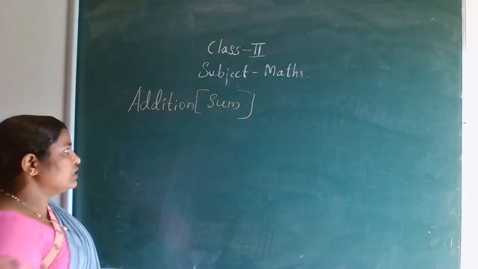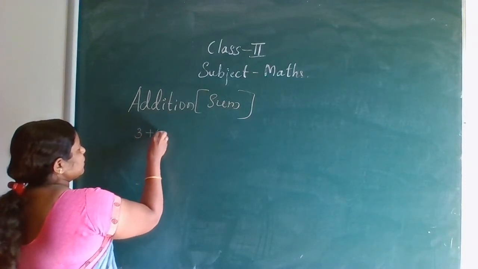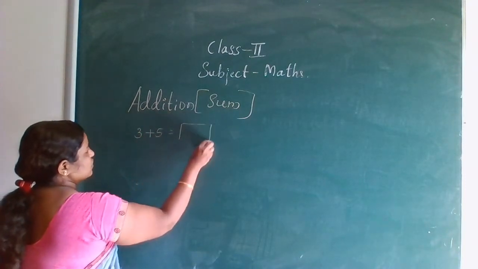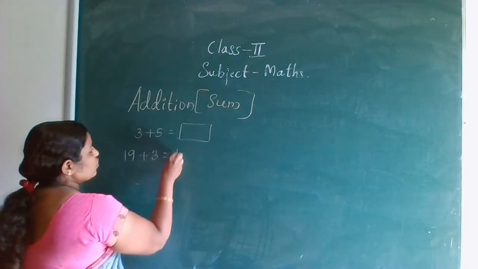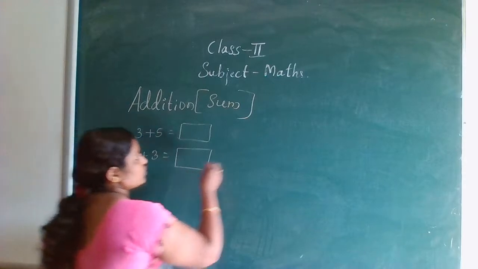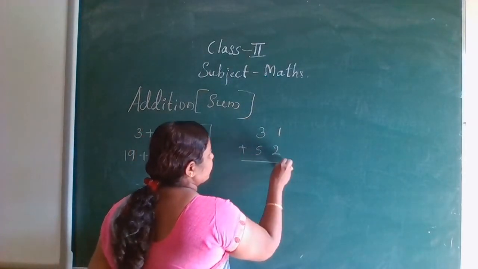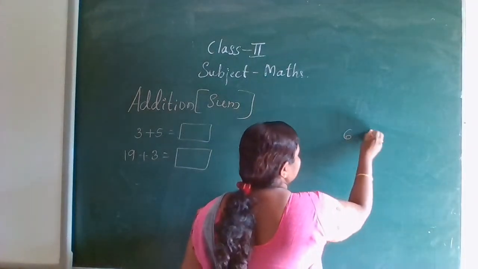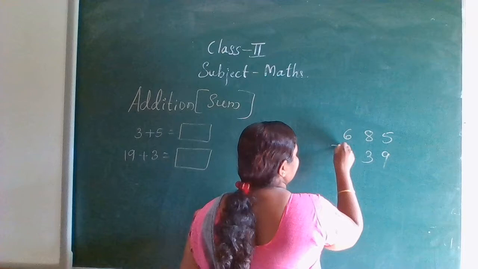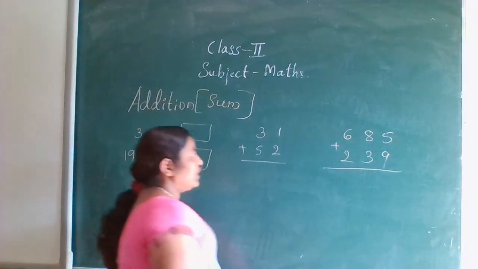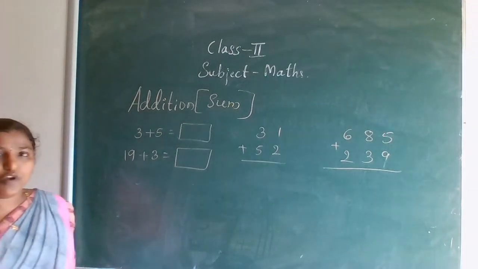Okay, last year you learned that 3 plus 5 is equal to how much? 19 plus 3 is equal to how much? Three types of problems will be there. I will show all problems.